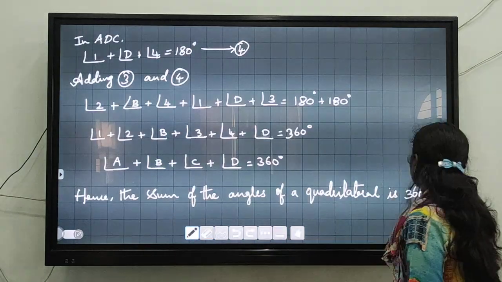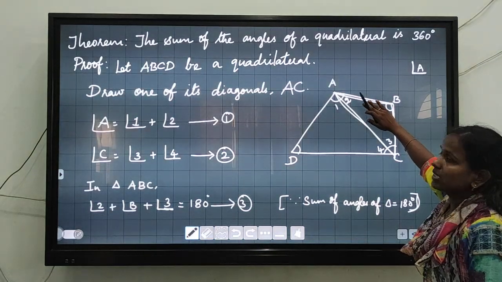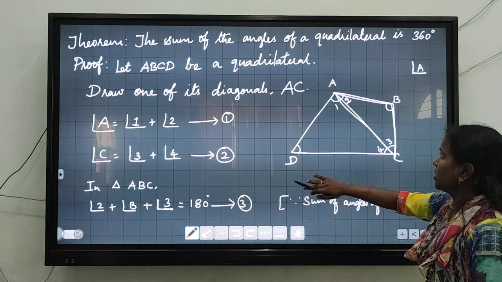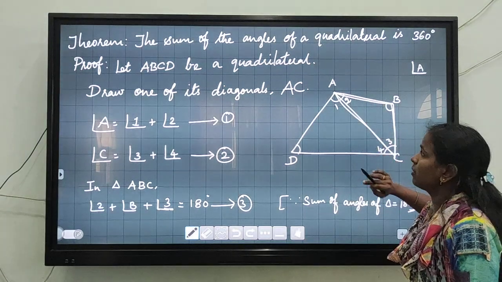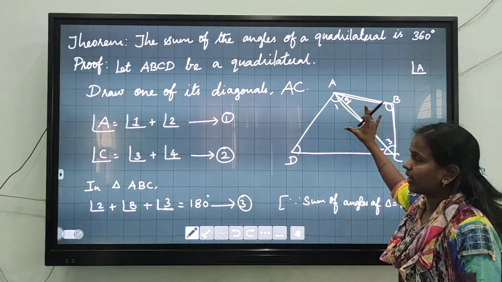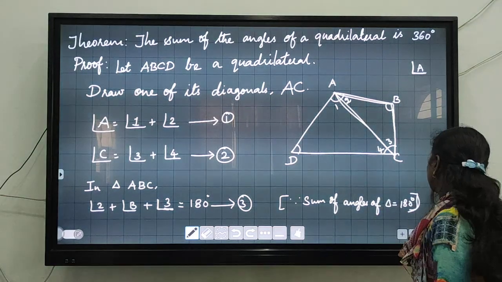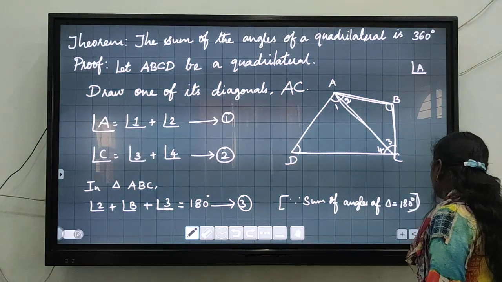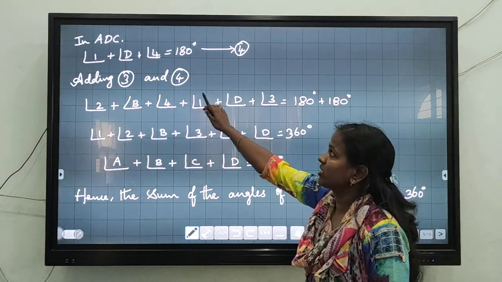What is equation number 3? This triangle is in equation number 3. I am denoting this triangle in equation number 4. If I add these two triangles, I get one quadrilateral. So I am going to add equation number 3 and equation number 4.